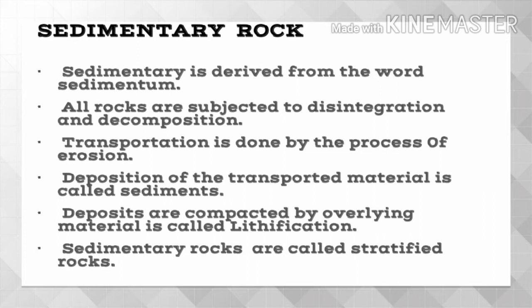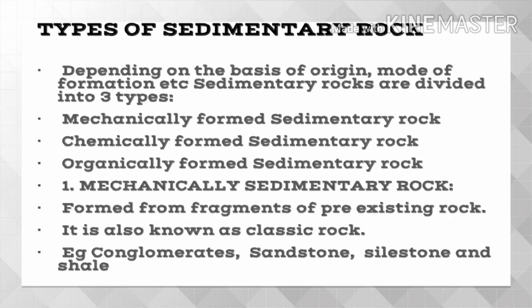And this process of compaction of the layers of the rock that forms sedimentary rock is also known as what? It is known as lithification. When this process of compaction takes place and formation of sedimentary rocks takes place, it is known as lithification. And sedimentary rocks are called stratified rocks. That's because they are deposited in strata, or we can also say deposited in layers.